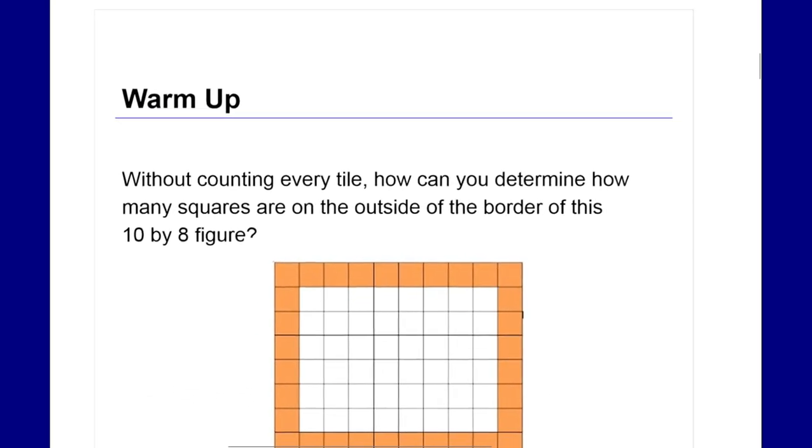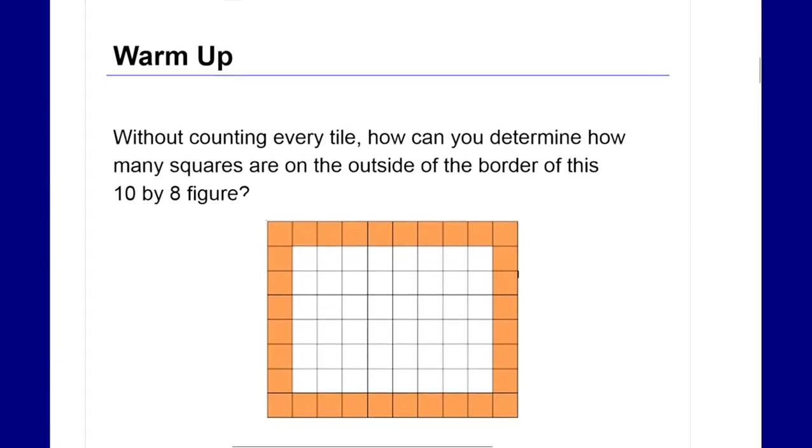So just as a little bit of a warm-up, without counting every tile, how can you determine how many squares are on the outside of this border, or outside of the border of this 10 by 8 figure? So basically all these squares in orange. We know it's a 10 by 8 figure. So how could you determine how many squares are in that outside border without literally going through and saying, okay, 1, 2, 3, 4, 5, and so on?